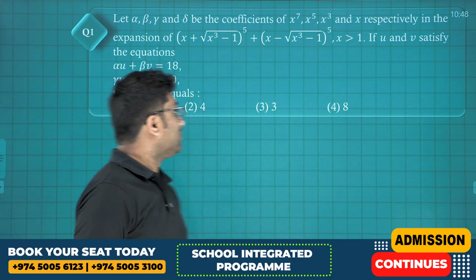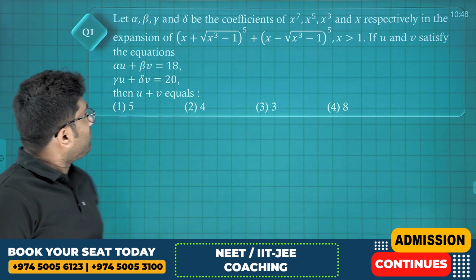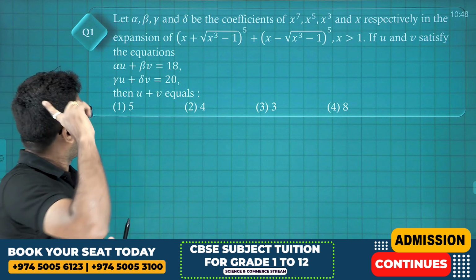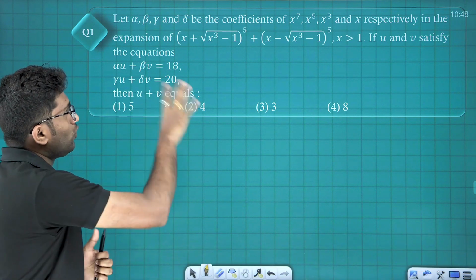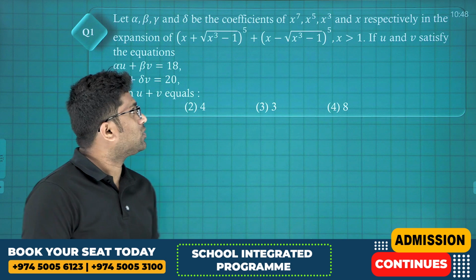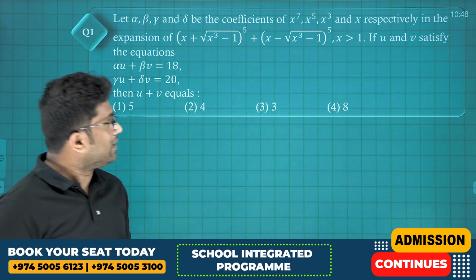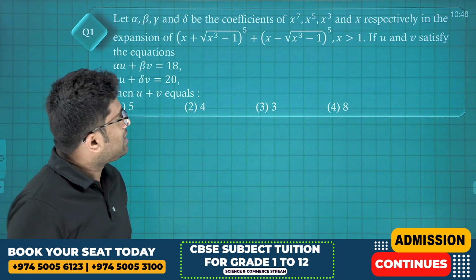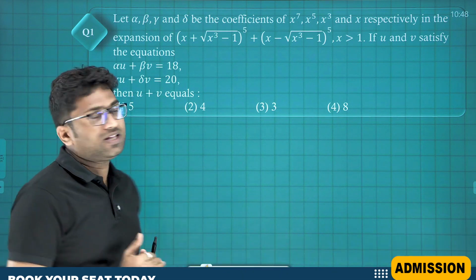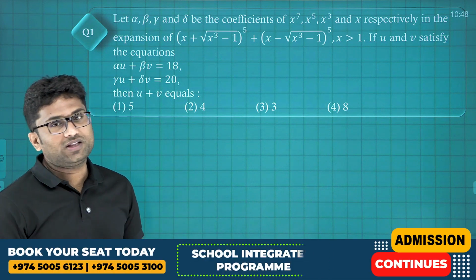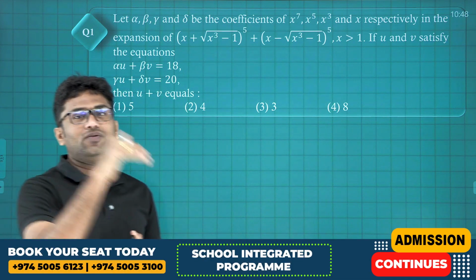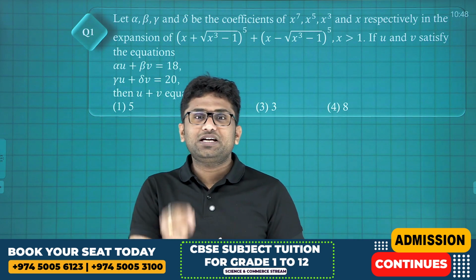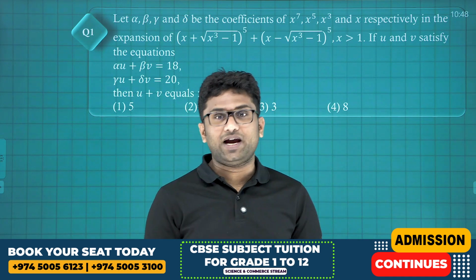In the first section, question 1 is from binomial theorem. Friends, they have given: let alpha, beta, gamma, delta be the coefficients of x power 7, x power 5, x power 3 and x power 1 respectively in the expansion of two conjugate binomials. If u and v satisfy the equation, they are just asking us to find the values of u and v. But before we find u and v, we'll find alpha, beta. See friends, it is one of the easiest questions that we had.